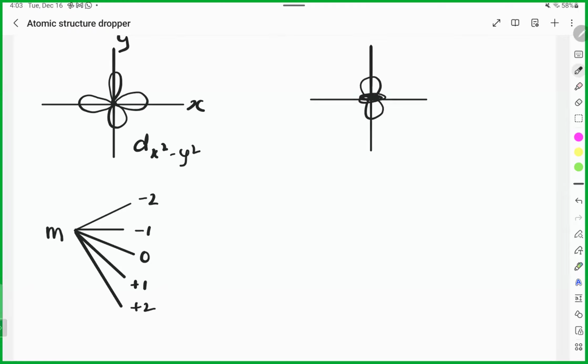Right? -2, -1, 0, +1, +2. What happens in this case? If you have this, it could be for example dxy, this dyz, this dzx, this x square y square, and this z square. And the question has already been asked from this. If the m value is 0, which orbital will this be?